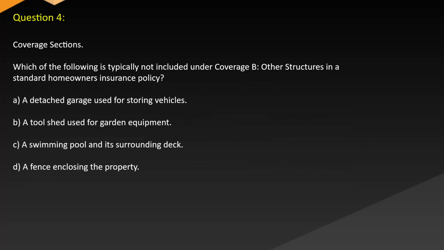Question 4. Coverage sections. Which of the following is typically not included under coverage B, other structures, in a standard homeowner's insurance policy? A. A detached garage used for storing vehicles. B. A tool shed used for garden equipment. C. A swimming pool and its surrounding deck. D. A fence enclosing the property.